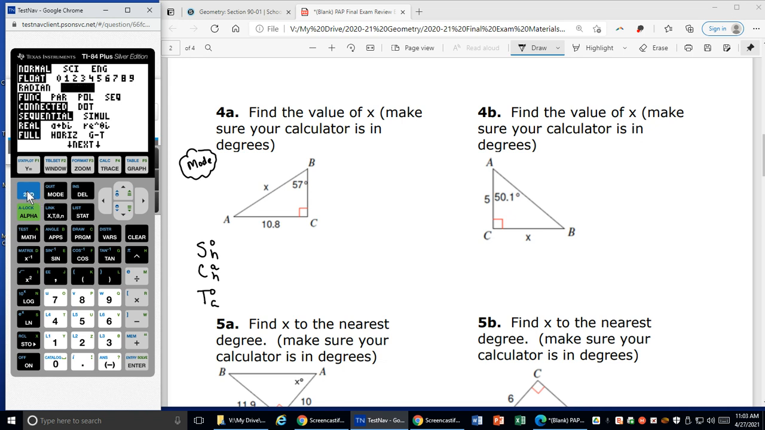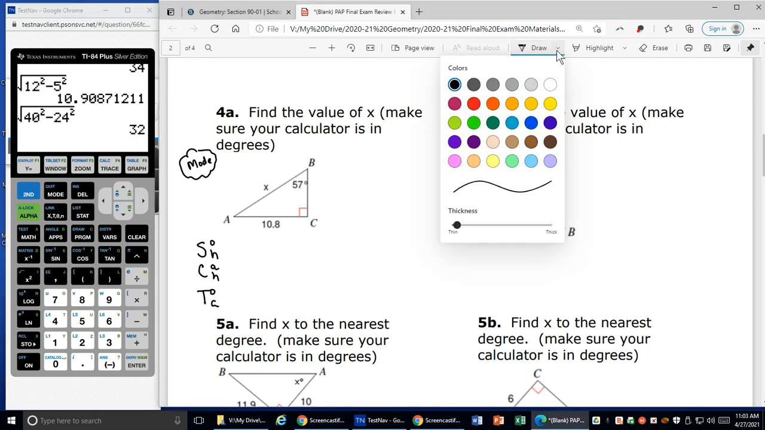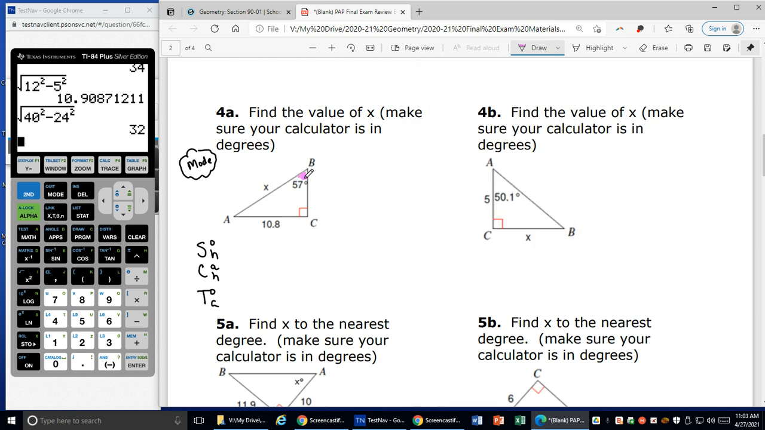To get back to the calculator screen, I hit second and then mode because that quits me back to the screen. Okay, so now what we're going to do is we're going to say, what angle do I know? Or what angle am I trying to find? In this case, I know angle B is 57. So what acute angle do we know? That is where I'm going to be standing.